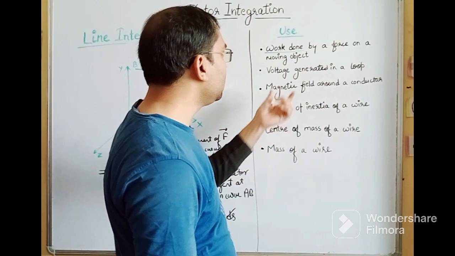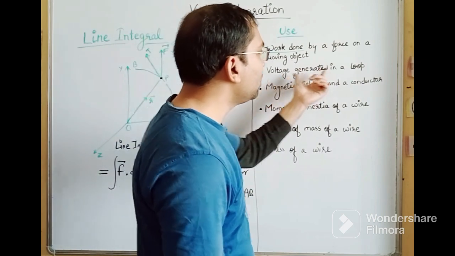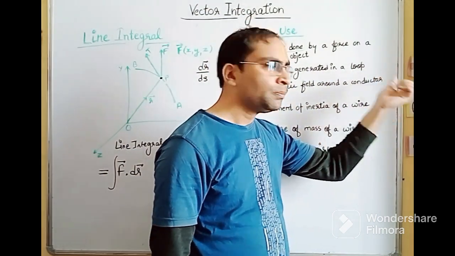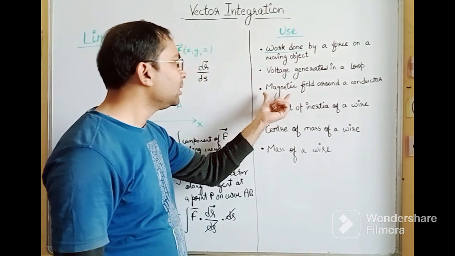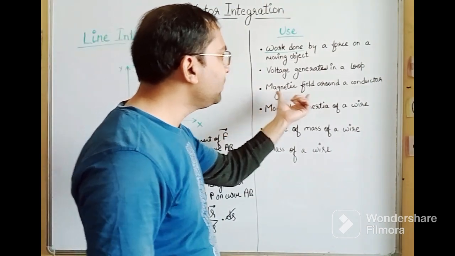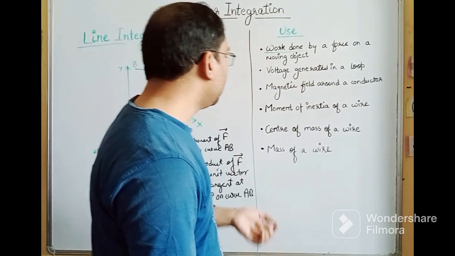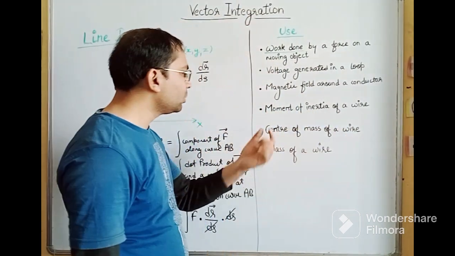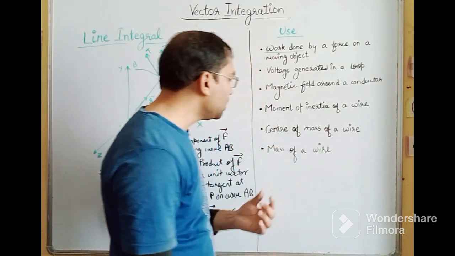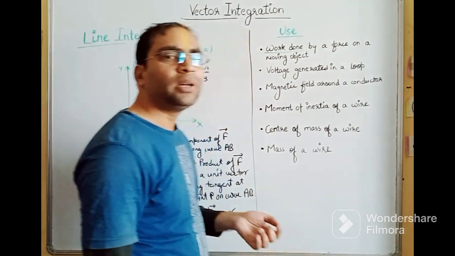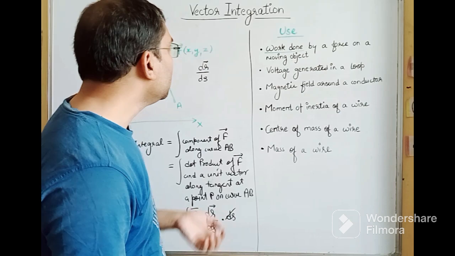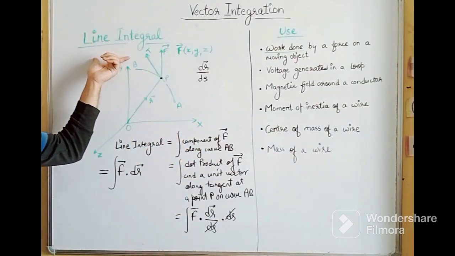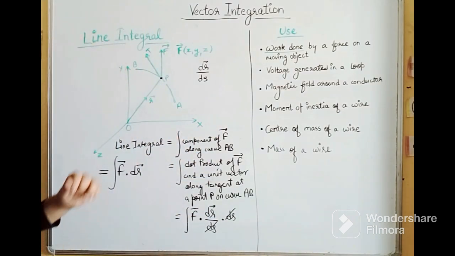We calculate line integral to get the voltage generated in a loop, and we also calculate it to get the magnetic field around a conductor. We need it for the moment of inertia of a wire, and we also calculate the center of mass of a wire, or we can also get the mass of a wire. For any of these applications we use the line integral. So now let us see this with the help of some examples.